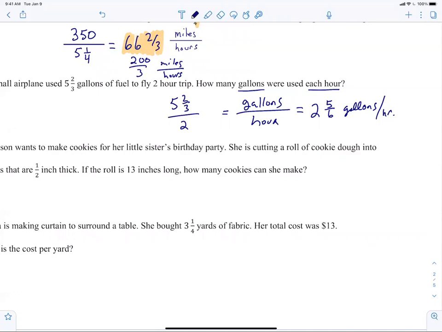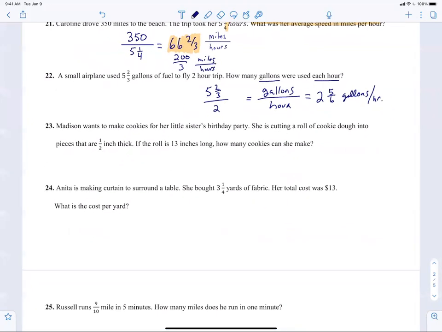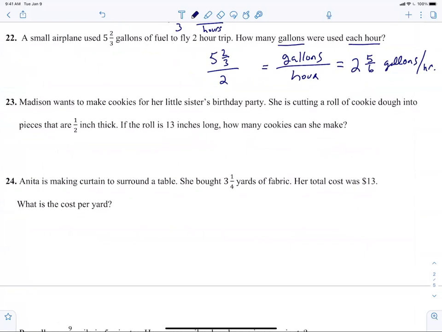Okay, read. Madison wants to make cookies for Rose's birthday party. She's cutting a roll of gooey dough into pieces that are 1/2 inch thick. If the roll is 13 inches thick, how many cookies can she make? 1/2 divided by 13. And it's 26. Yes, 26, but you said it backwards. You said 1/2 divided by 13 instead of what?